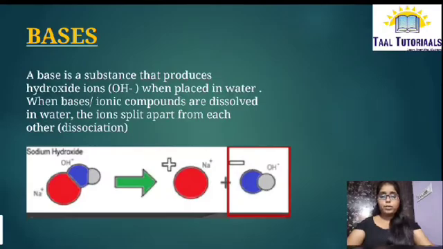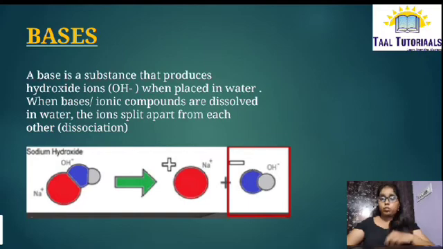Now bases. A base is a substance that produces hydroxide ions when placed in water. See, we have learnt that acids give H plus ions when placed in water. But here in bases, when placed in water, they give OH minus ions. OH minus is hydroxide ions.